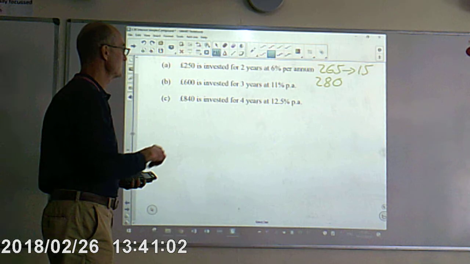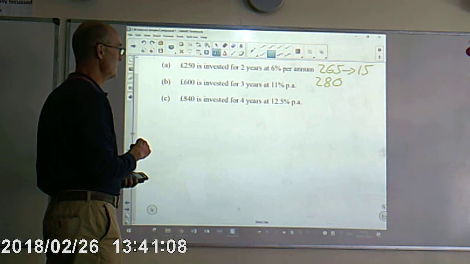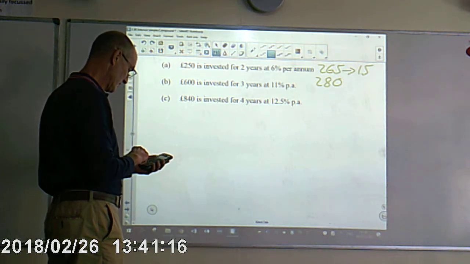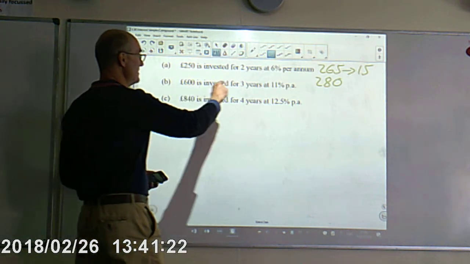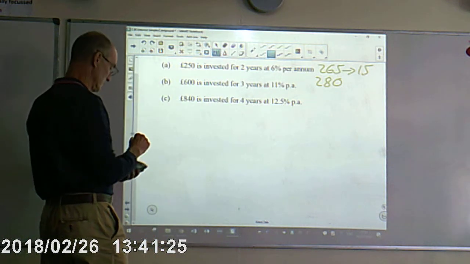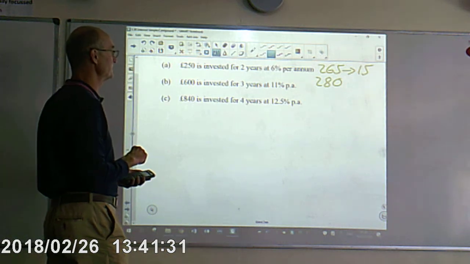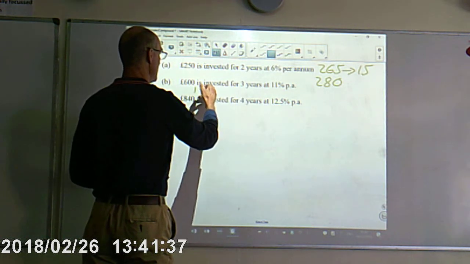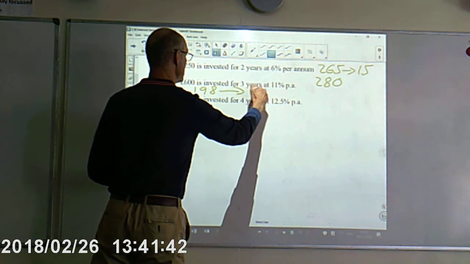Second example there, £600, 3 years at 11%. So the second example. So what's 11% of 600, so 0.11 times 600, £66. But we've got 3 years of earning £66. So 3 lots of 66 is 198. So that would be the second example. In total, simple interest, £198. So I'd end up with £798.